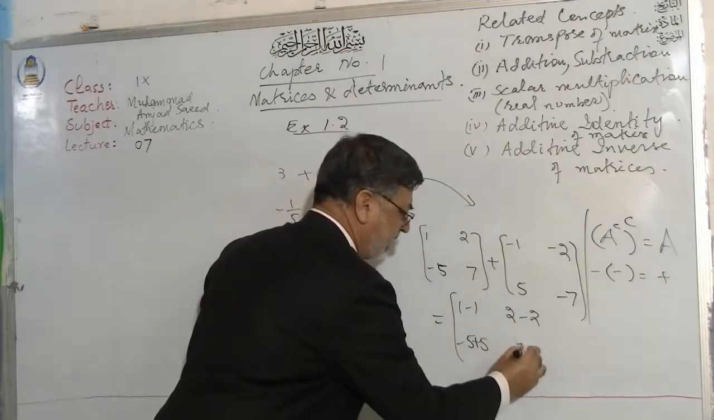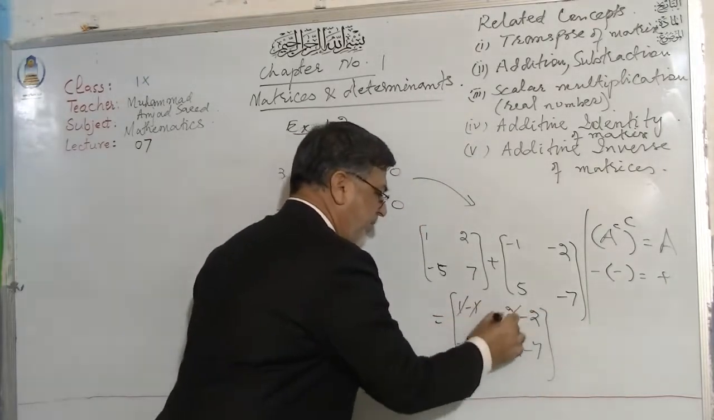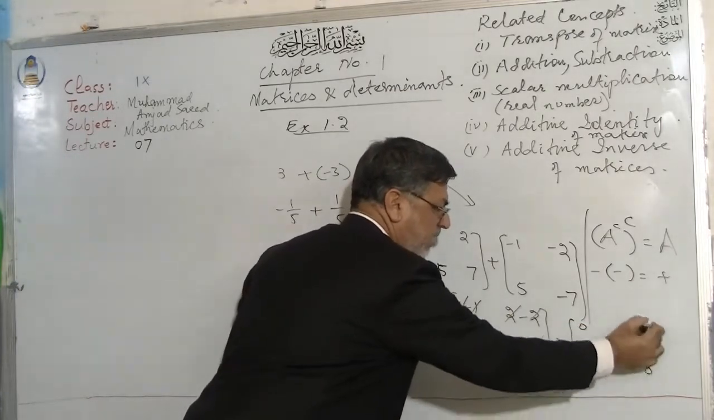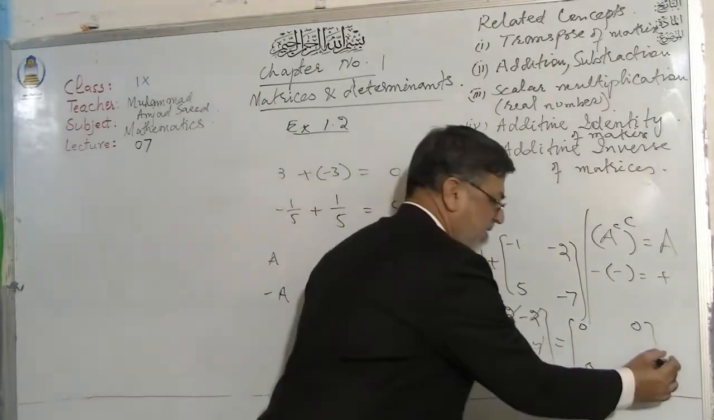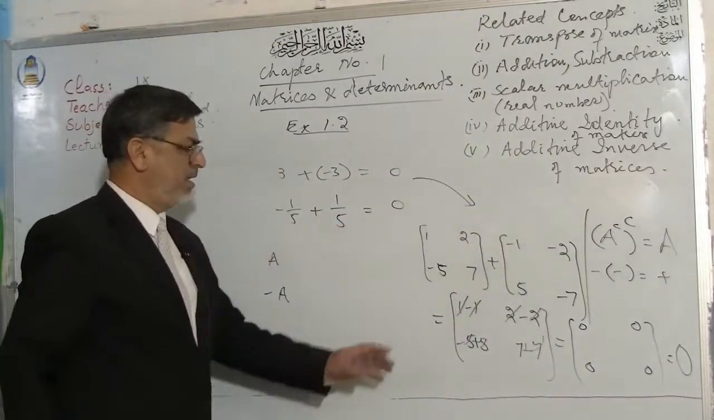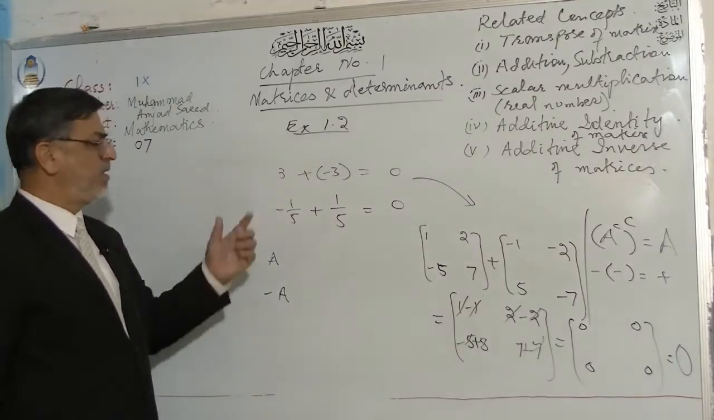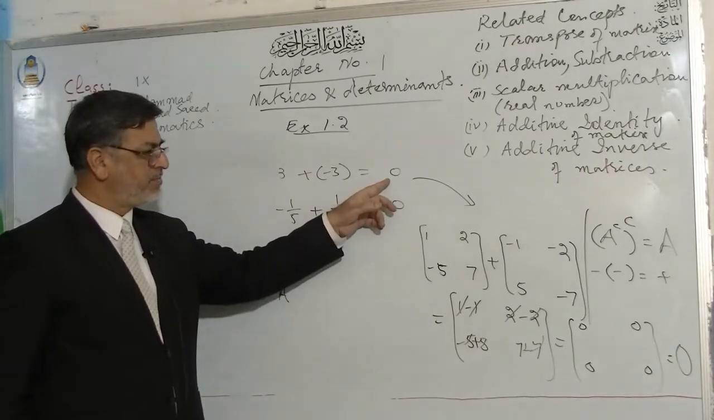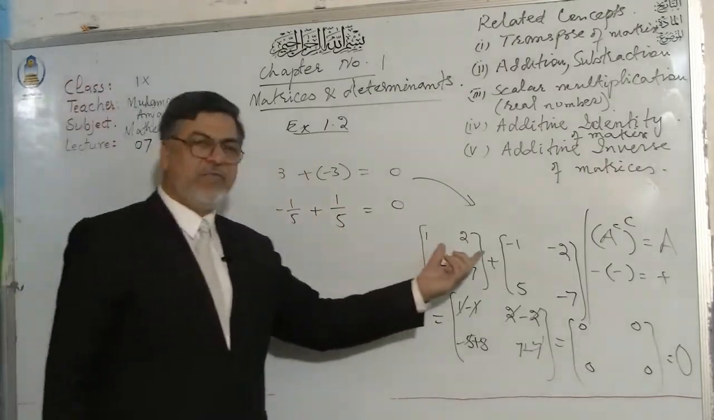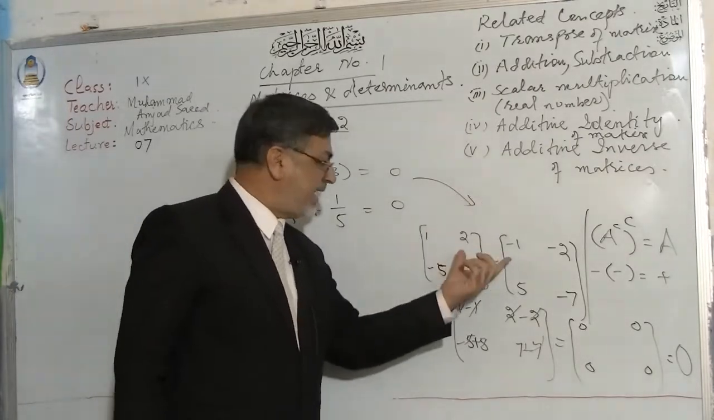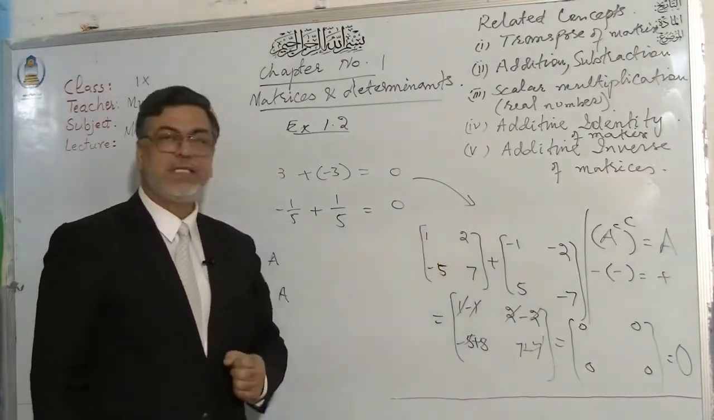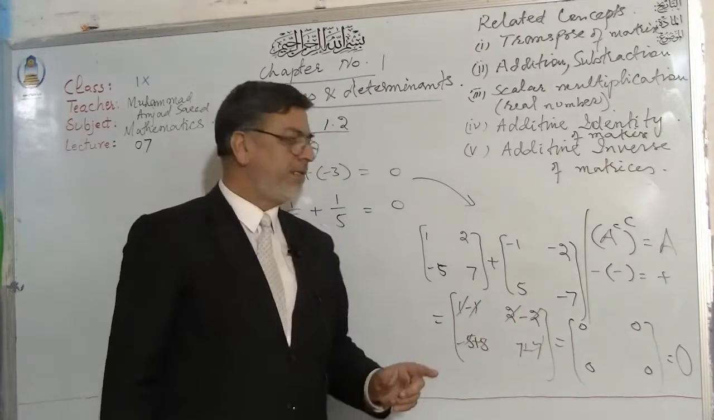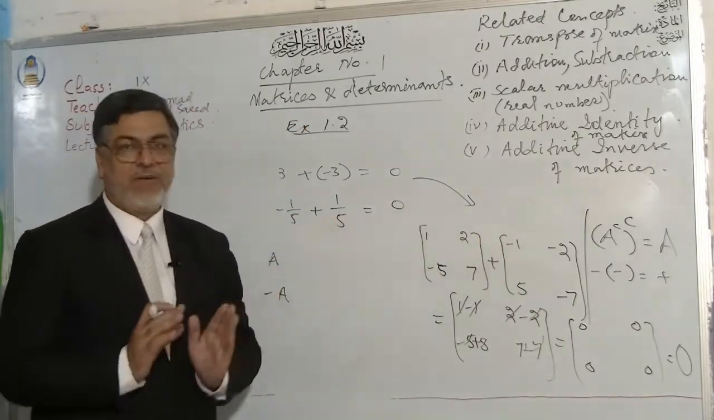Here is 7 and minus 7. You cancel them and you will get 0, 0, 0 and 0. This is a null matrix. The additive inverses are the numbers which are added to get 0, and the additive inverses of matrices are the two matrices which when added give a null matrix. That is known as the additive inverses of the matrices.